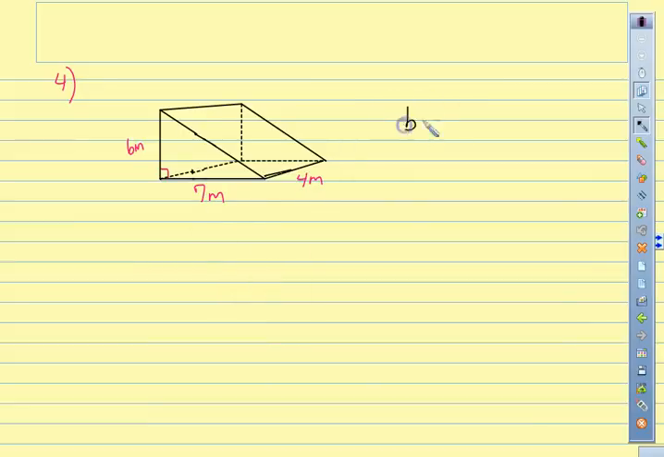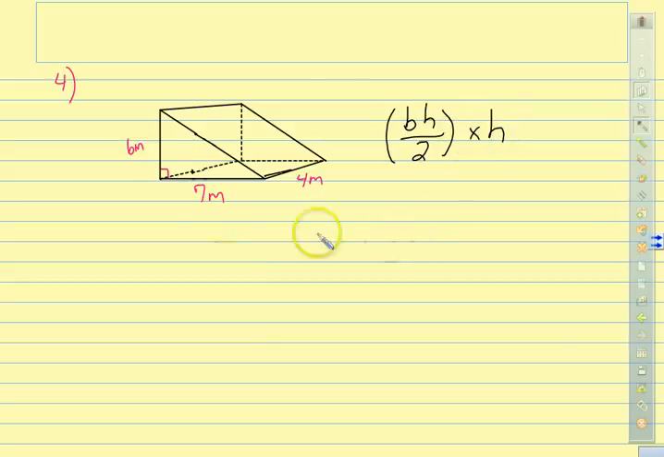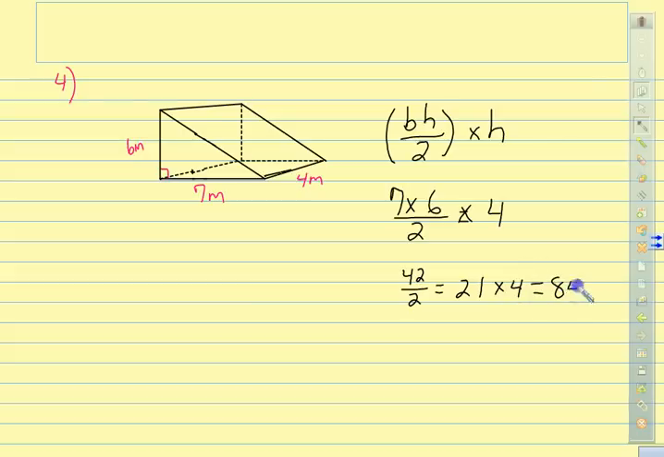Alright, base times height divided by 2 because it is a triangular prism, times the height of the prism. My base is going to be 7. My height is going to be 6. Divide by 2, times the height of the prism itself, which is 4. So then I end up with 42 divided by 2, which equals 21, times the 4, which is going to give me 84 cubic meters.